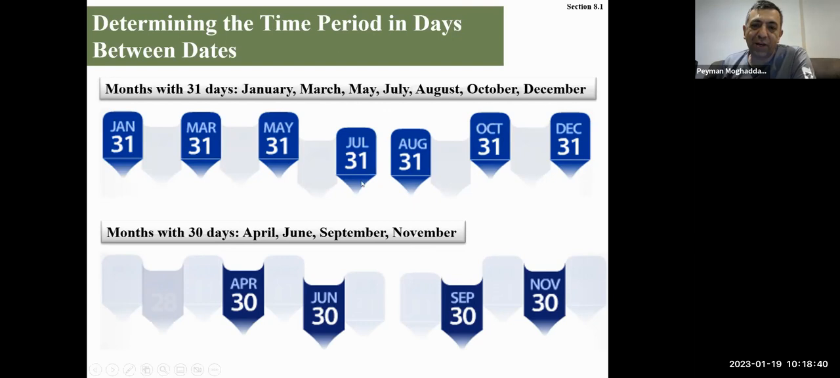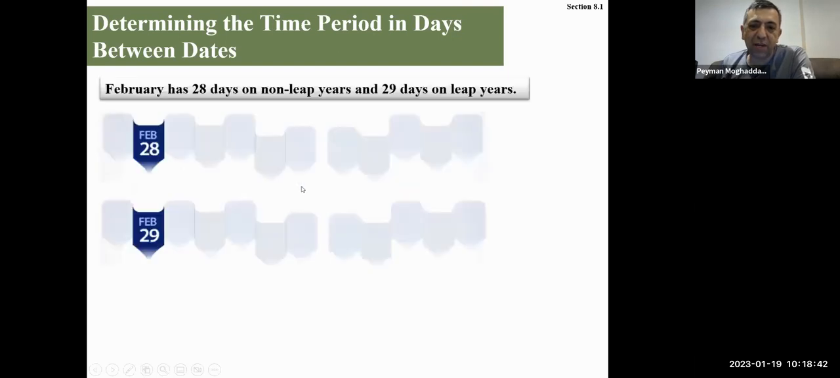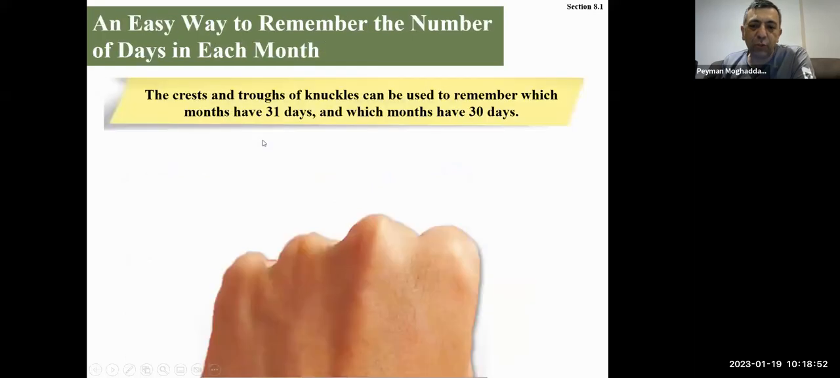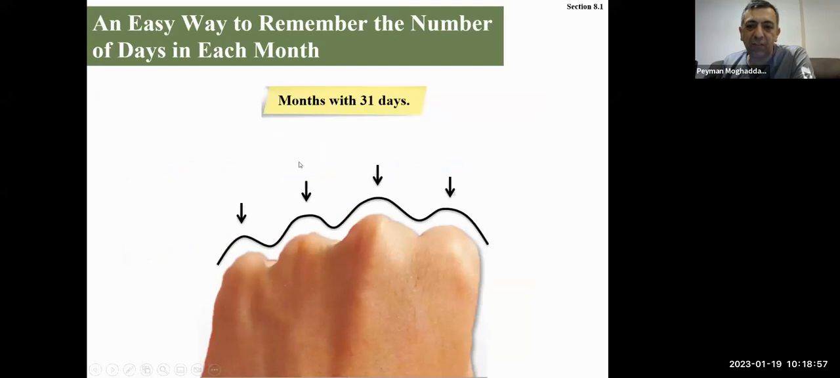It's very hard to remember though, right? Also, February is 28 days, and on a leap year it's 29 days. I can't remember it myself, but what you can do is use your fist: the months with 31 days are the ones that fall on the knuckles, and the ones in the gaps between them are the shorter months.